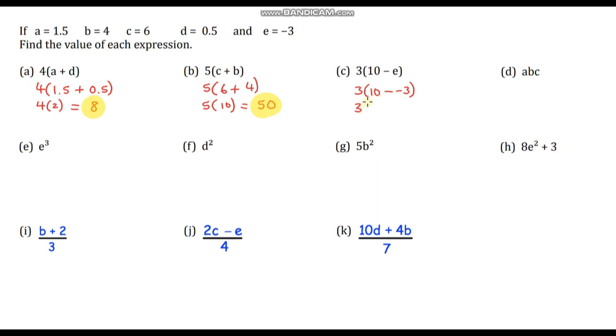So it's going to be 3 multiplied by 13. 3 times 13 is 39.